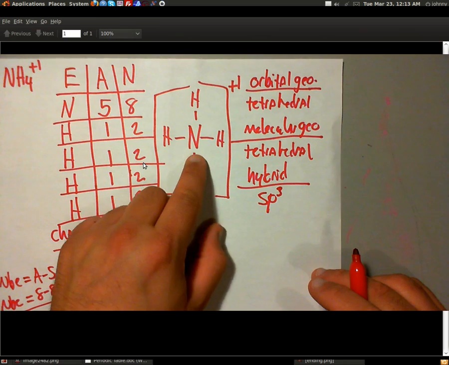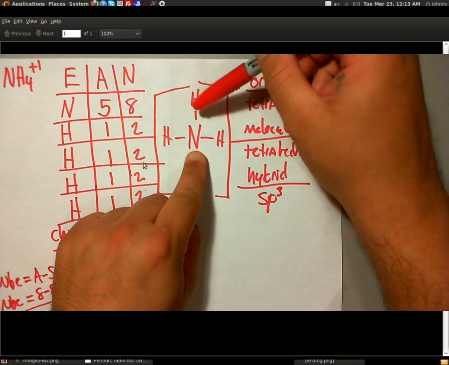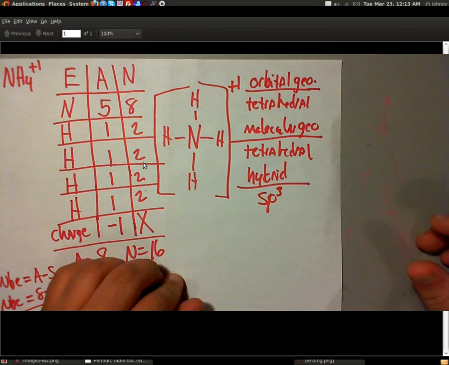Now you also do this if you had a set of lone pairs. Like if this was a lone pair, that'd be S, SP1, SP2, SP3. You still would count it as a lone pair. Okay, so there's the hybridization.